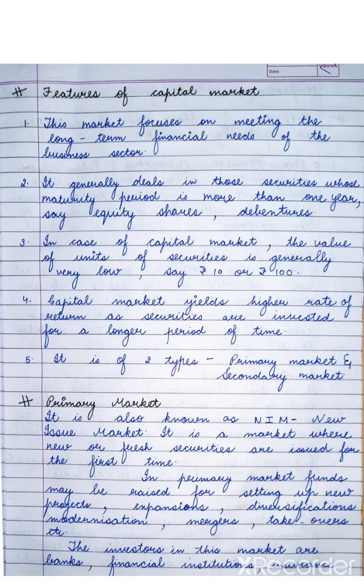Capital market yields higher rate of return. No doubt, capital market gives a higher rate of return to the investors because here the amount remains invested in the market for a period of more than 1 year. So, the longer the time period, the more will be the interest. Now, capital market is of two kinds, primary market and secondary market. So, up till now we have learned that financial market is of two kinds, capital market and money market. Then capital market is again of two kinds, primary market and secondary market.